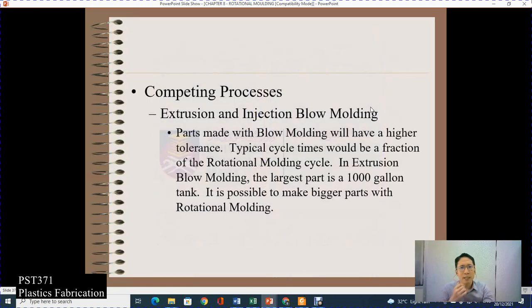Competing processes: extrusion and injection molding. Other than rotational molding, there are two other techniques that have been used to produce a hollow part. The first one is extrusion blow molding, the second one injection blow molding. Parts made with blow molding will have higher tolerance as compared to rotational molding itself. Typical cycle time would be a fraction of the rotational molding cycle. In extrusion blow molding, the largest part is a 1,000-gallon tank. Okay, it is possible to make bigger parts with rotational molding. So the best advantage of rotational molding is you can mold bigger parts.